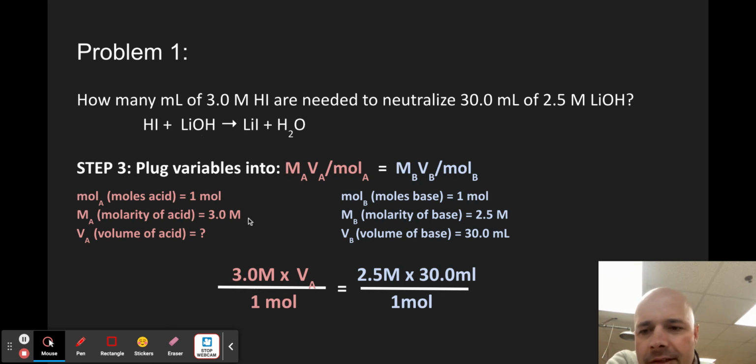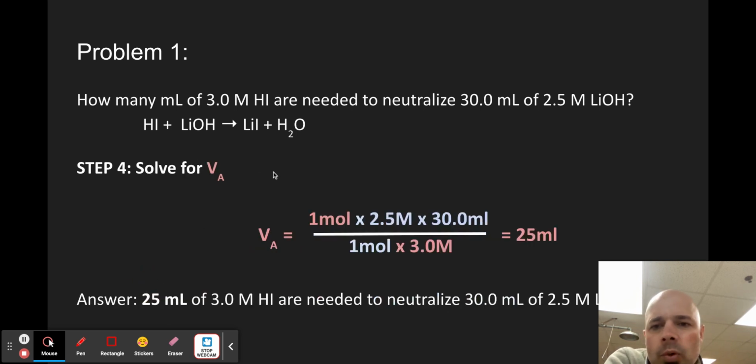Okay, so let's take a look. So I'm just plugging in, right? Taking my variables from this side. So I got 3.0 molar times volume, which is the unknown, divided by 1 mole. And finally, I got 2.5 molar of the base times 30 milliliters of it, because that's right here, divided by 1 mole, right? Then the next step would be solve for VA.